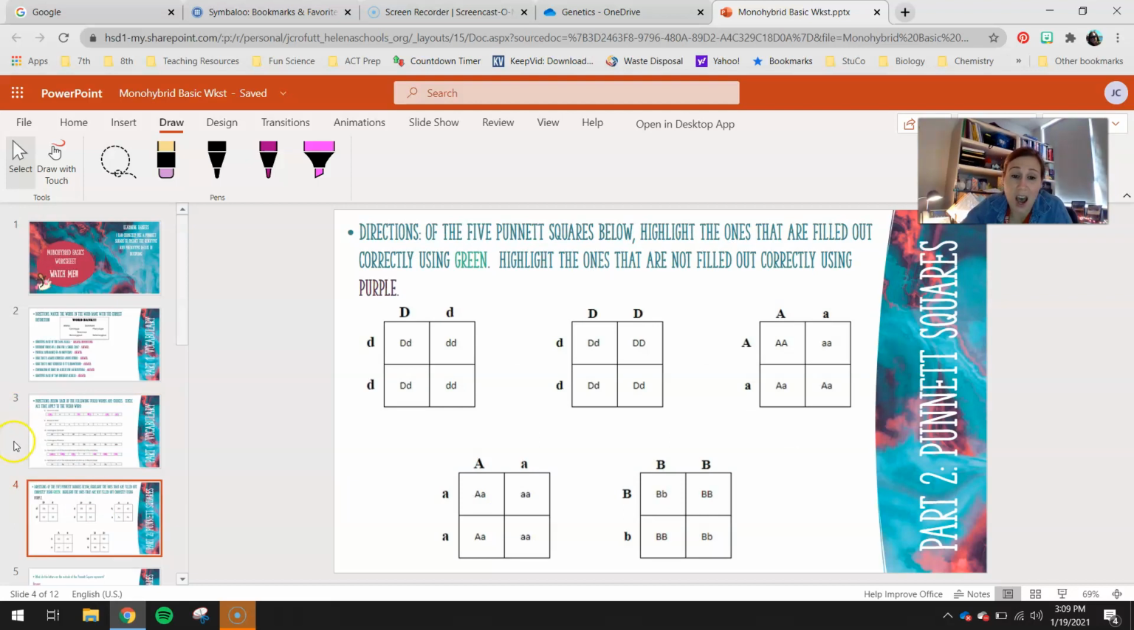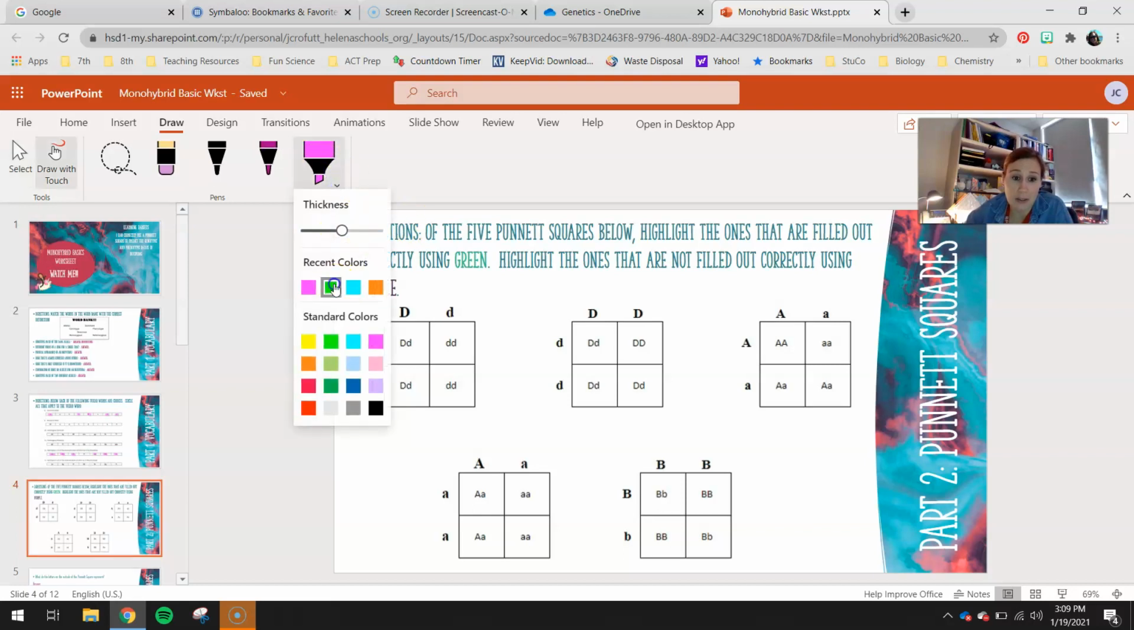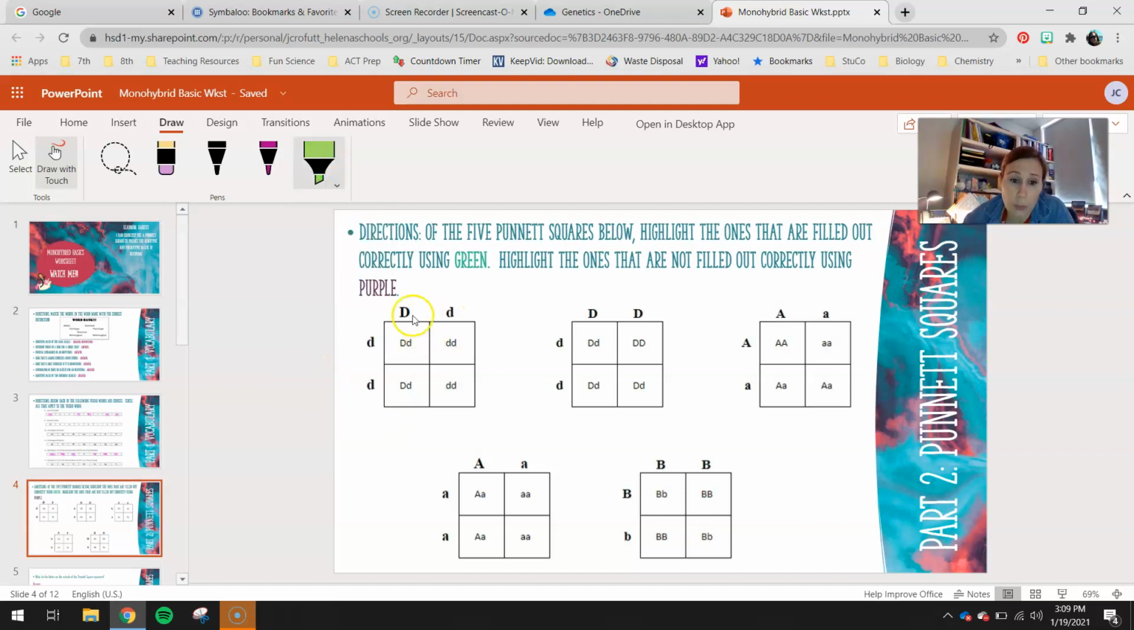So directions, of the 5 Punnett squares below, highlight the ones that are filled out correctly using green. So we're not talking about the whole Punnett square, but we're just talking about the individual boxes. So if they're correct, we're going to use green. And if they're incorrect, we are going to use purple. So if we look at this one, this parent passed down a big D and a little d, so that one's correct. This one, little d, that's correct. This one is big D, little d, that's correct. And this one is little d, that's also correct.